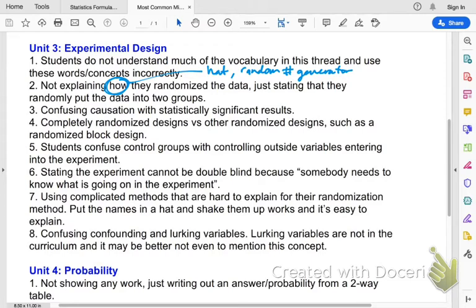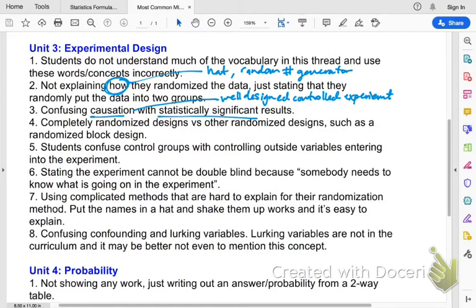Causation with statistically significant results. So you can have significant results, but that doesn't mean that one caused the other. The only time you can have causation is a well-designed, controlled experiment. So my p-value could be really low in my inference test, but that doesn't mean that it causes the other thing to happen. You can only say cause when you have a well-designed and controlled experiment.